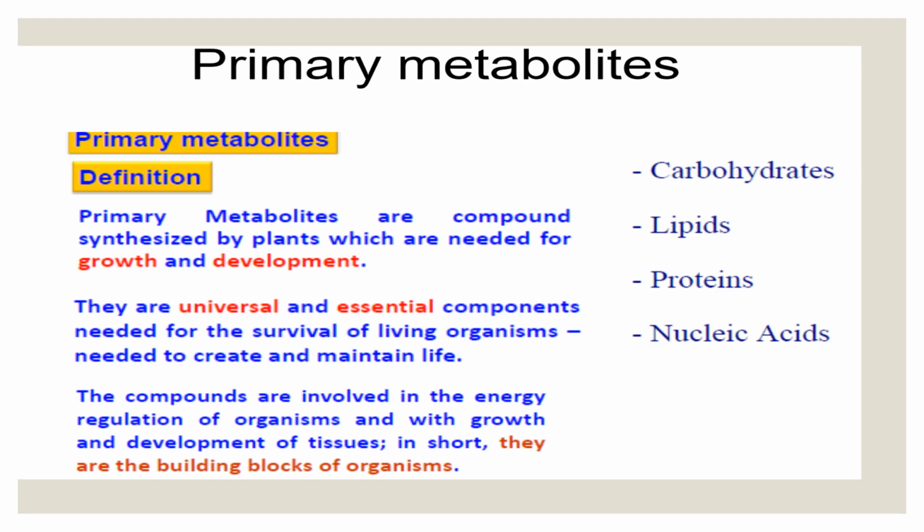So these compounds are involved in the energy regulation of an organism and with the growth and development of tissue. In short, they are the building blocks of an organism. Therefore, you have to know that primary metabolites are directly involved in growth and survival, and they are always produced by different plants or living organisms. That's why we say that they are universal. So you have to identify primary metabolites like this.